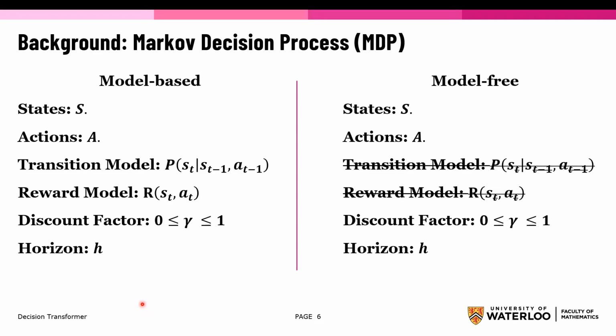So you can see for the model-based, we have states, actions, a known transition model between states, a known reward model for state-action pairs, discount factor, and a horizon H. However, for model-free algorithms, we can see that the transition model and the reward model are now completely unknown. And this is why these methods are considered much more challenging and require different RL approaches than the model-based ones.